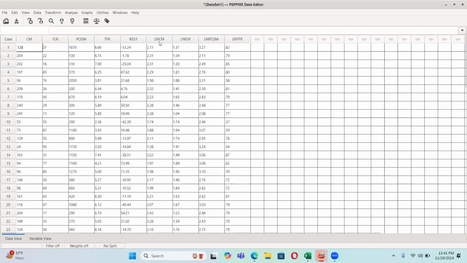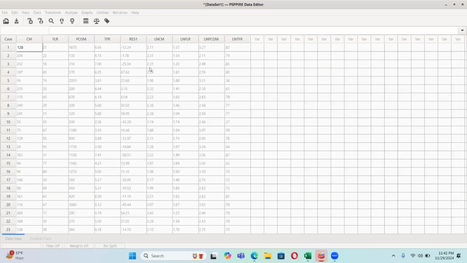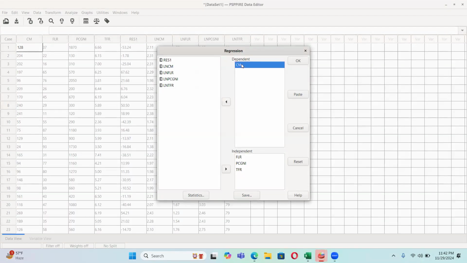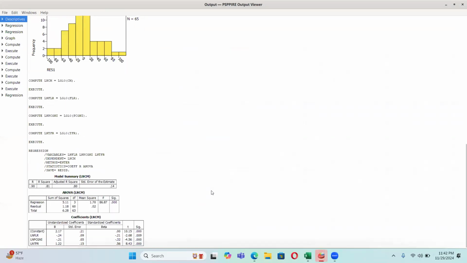Now, if you want to regress log CM on log total fertility and all the other variables, we can go to Analyze, Regression, Linear, and then move back all the variables which were already included in the model. Now log CM is our dependent variable, and log FLR and the others are independent. We'll get the results here. You can see R square is coming out to 0.81. The F value is highly statistically significant.